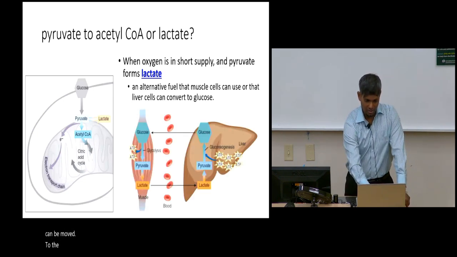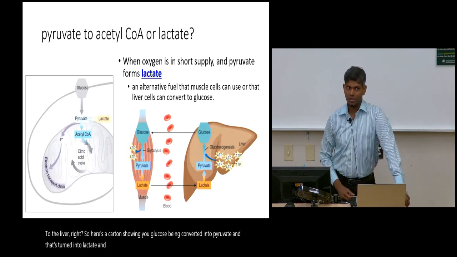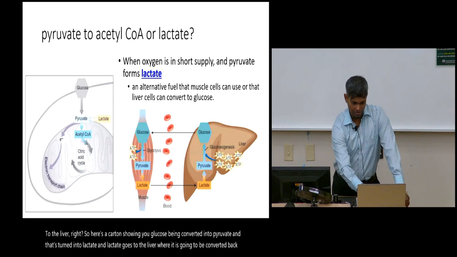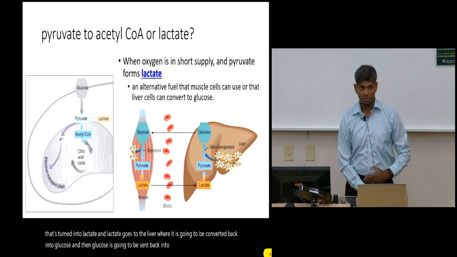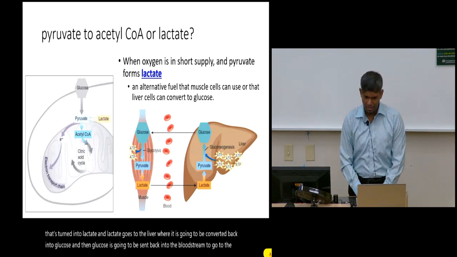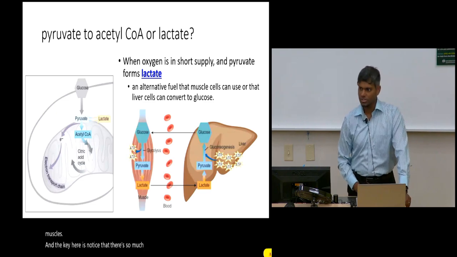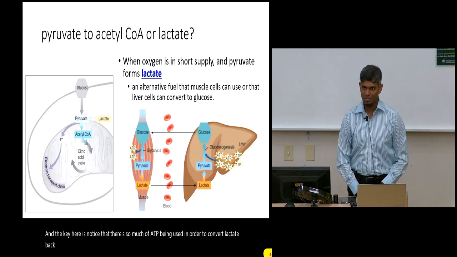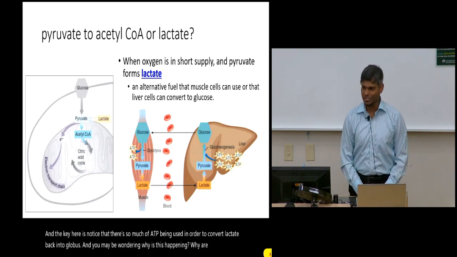So here's a cartoon showing you glucose being converted into pyruvate, and that's turned into lactate, and lactate goes to the liver, where it is going to be converted back into glucose, and the glucose is going to be sent back into the bloodstream to go to the muscles. And the key here is, notice that there's so much ATP being used in order to convert lactate back into glucose. And you may be wondering, why is this happening? Why are we not being energy efficient?